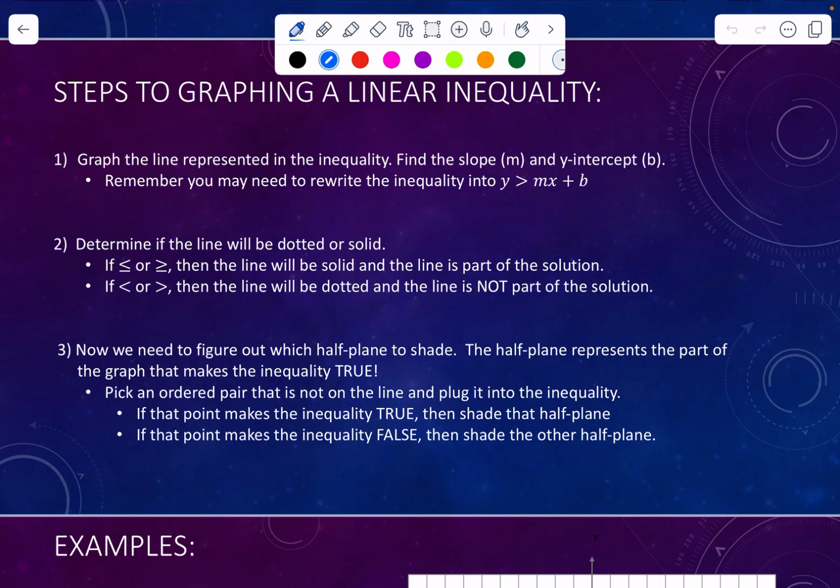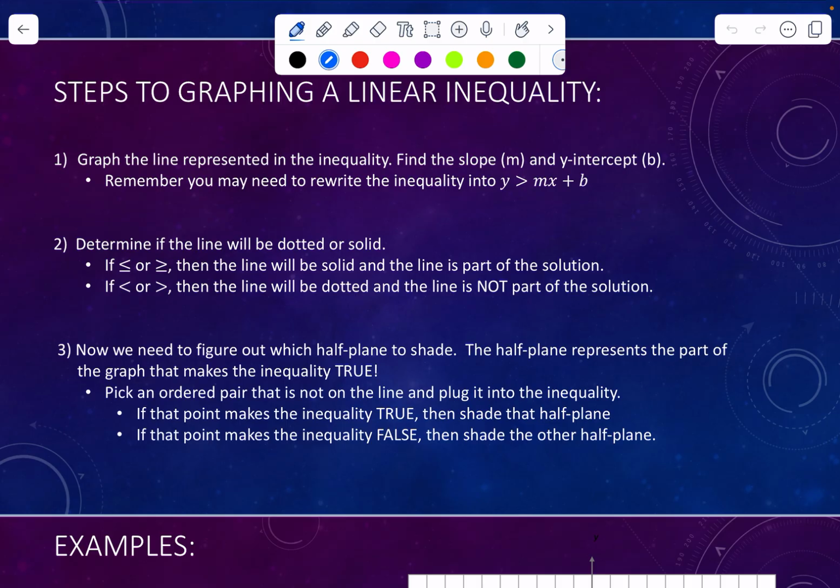Remember, you may need to rewrite the inequality into y is greater than or less than mx plus b. Okay? Next, you need to determine whether the line is part of the solution or not. The way that we determine that is just like with the open or the closed circle, we decide that with the line as well. If the symbol is less than or equal to or greater than or equal to, then the line is part of the solution and it should be a solid line. If the symbol is less than or greater than, then the line is not part of the solution, and the line will be dotted when we graph it.